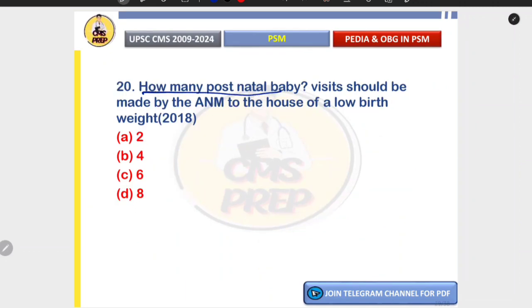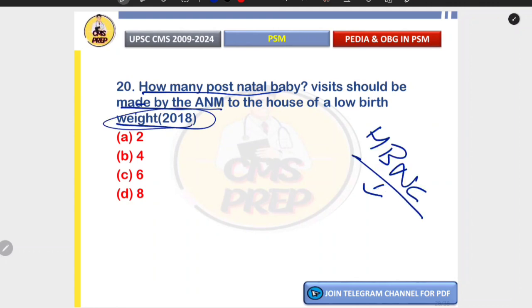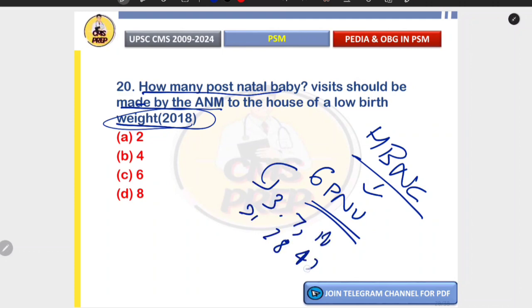How many postnatal baby visits should be made by the ANM to the house of a low birth weight baby? Under the HBNC guideline, for a low birth weight baby, the ANM should make 6 postnatal visits at home in the first 42 days. The visit schedule is 3, 7, 14, 21, 28 and 42.